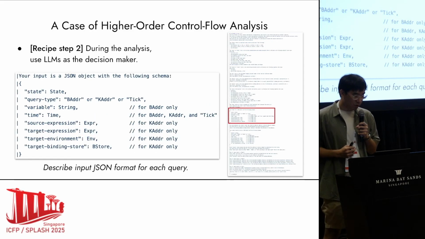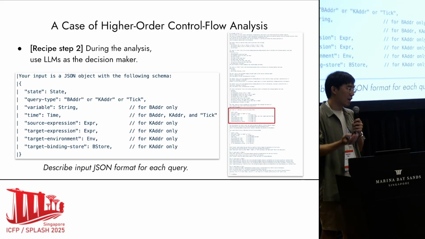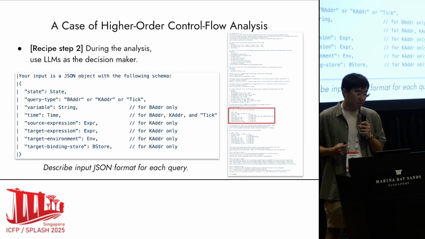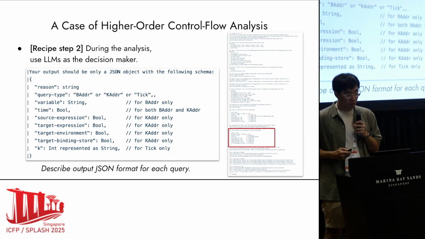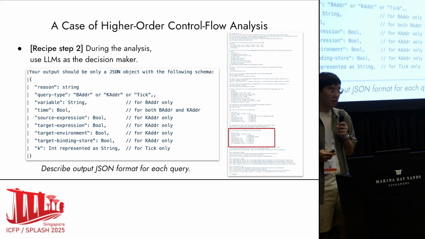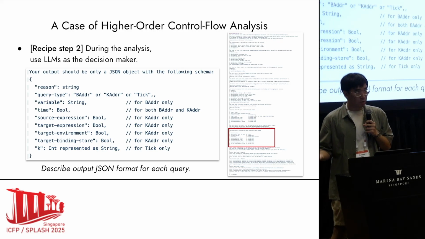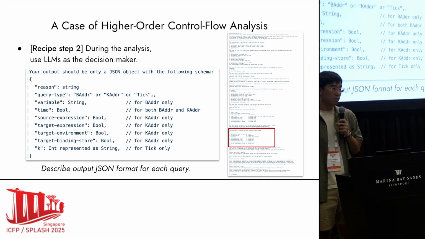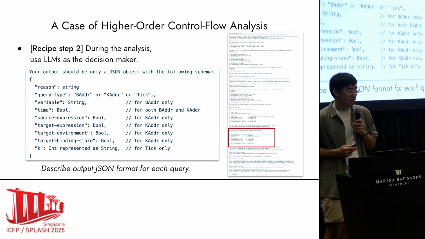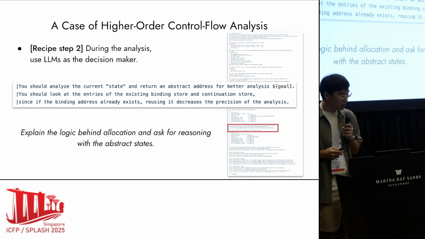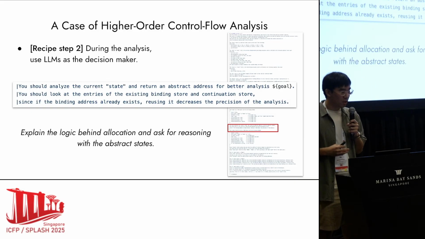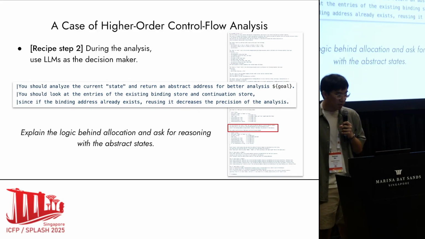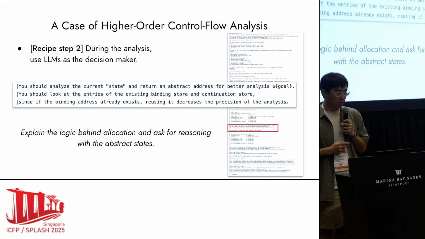We also describe the protocol to interact with the language model. Here we specify the JSON format when we're querying a decision from the language model, and correspondingly, we specify the output format in JSON as well. The language model should produce exactly this JSON format, and then our analyzer will parse this result and put it back into the analyzer to be used as the abstract address. We also need to explain the logic behind the allocation and ask the language model to reason with abstract states. This is basically to say we need to improve precision in those prompts.